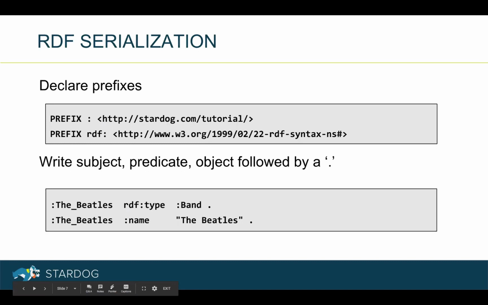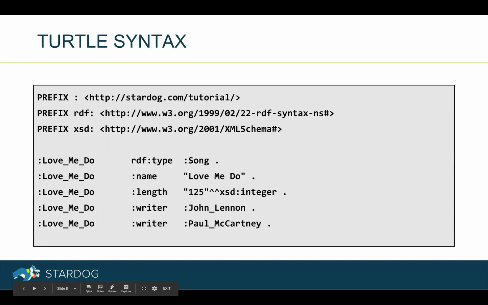I've also defined a prefix with an empty string. We call this the default namespace. So for example, the IRI for the Beatles is represented by the URI http://stardog.com/tutorial/thebeatles. However, since I have the prefix defined, I can simply, in my data, write :theBeatles. It makes things a lot easier.